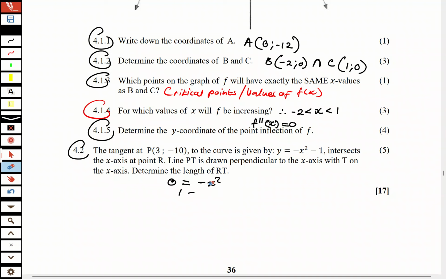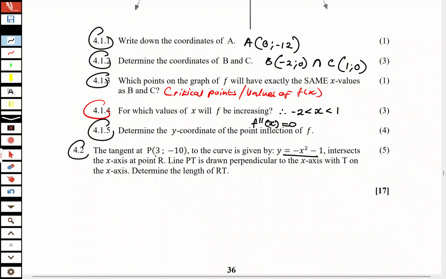Yeah? So it means there is misinterpretation here. Let's read it again. The tangent at P, which is the coordinate of 3 and negative 10, to the curve. So this tangent is to the curve. Yeah? And it is given by y, which is negative x minus 1. So this tangent has an equation of y equals negative x squared minus 1. Make sure you understand that, guys.